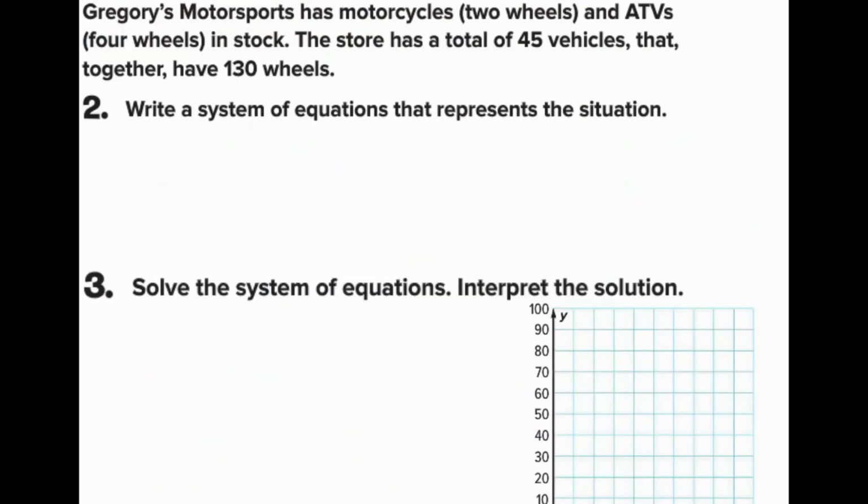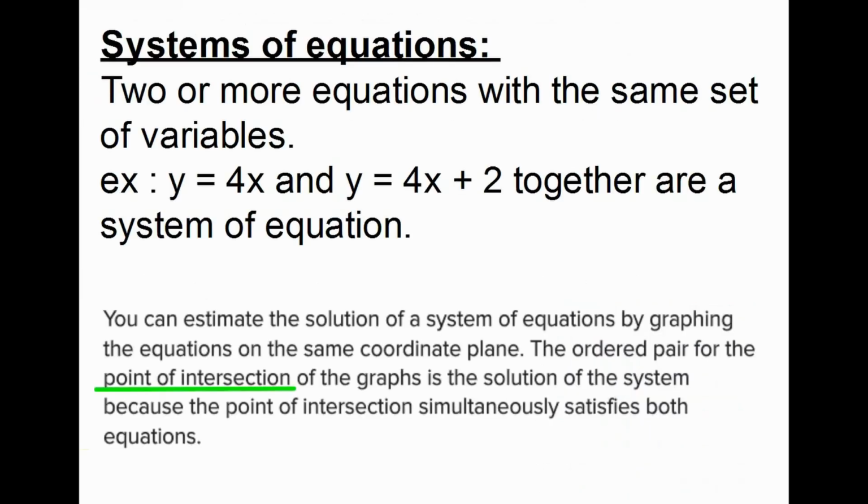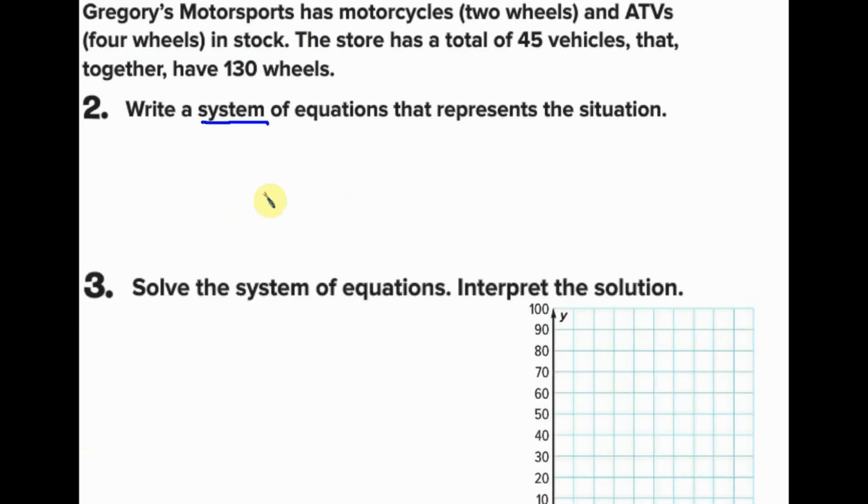Number 2, Gregory's Motorsports has motorcycles, 2 wheels, and ATVs, 4 wheels, in stock. The store has a total of 45 vehicles that together have 130 wheels. Write a system of equations that represent the situation. When I'm talking about the system in here, going back, the system means you will have 2 or more equations. What they're asking in here is to write 2 equations that would represent the situation.